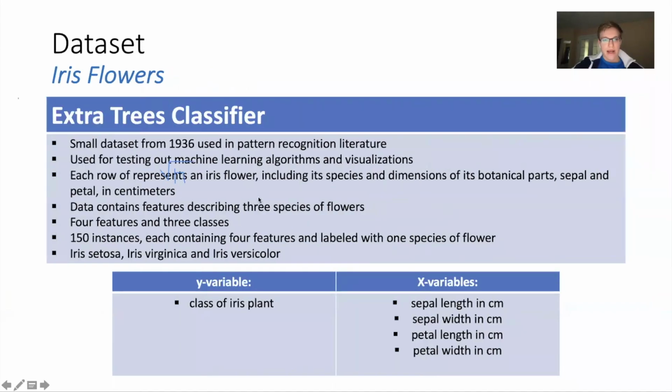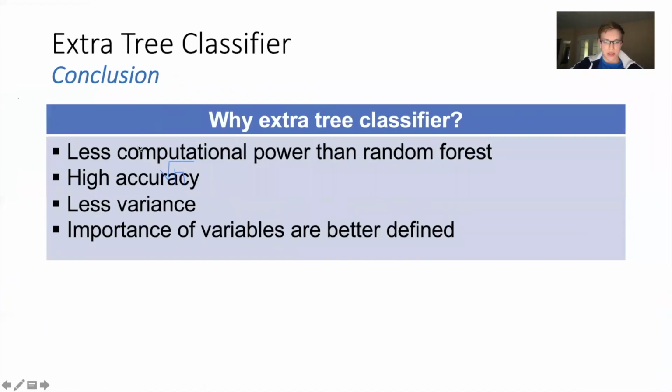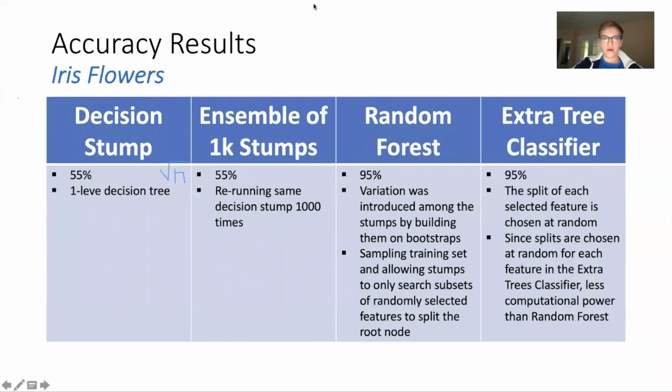So now I want to go back to our presentation. I'm just actually going to remove the annotation. There we go. So what do these results mean? Let's try to understand how this actually applies to extra tree classifiers, how we've compared the different types of models that exist. So kind of a summary, we had the decision stump and the ensemble of 1,000 decision stumps, which had 55% accuracy. And the ensemble just reran the same model over and over again.